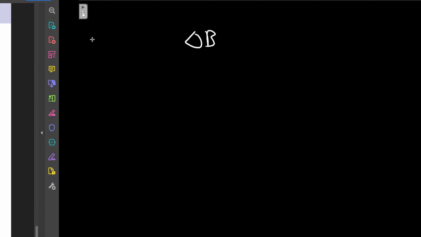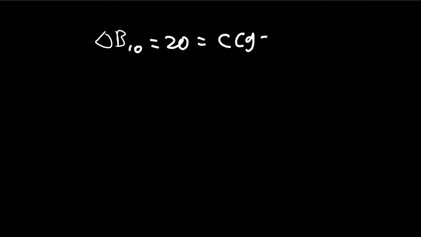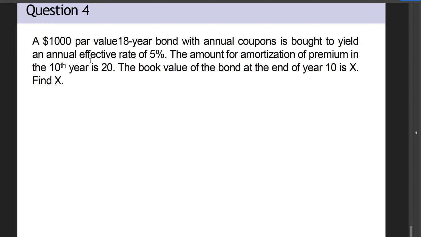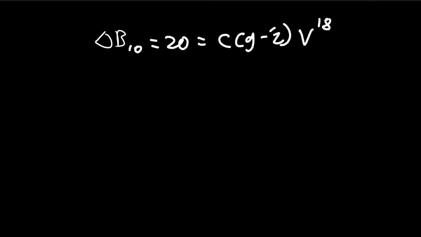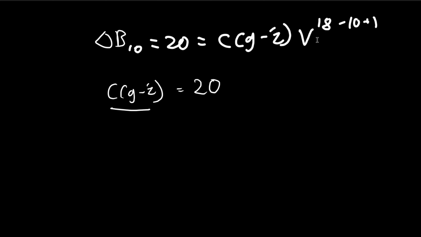In this problem, we're given that the amortization of premium at time 10 is equal to 20. And just now we found that it's C times (g minus i) times v to the power of n minus k plus 1. So our n is equal to 18. Our k is 10, so plus 1. In this problem, we're not given g, so that's why we need this formula to derive the value of this expression. But we're given the yield rate, which is 5%, so we know what v is. So multiplying this to the other side, we just get 1.05 to the power of 9.